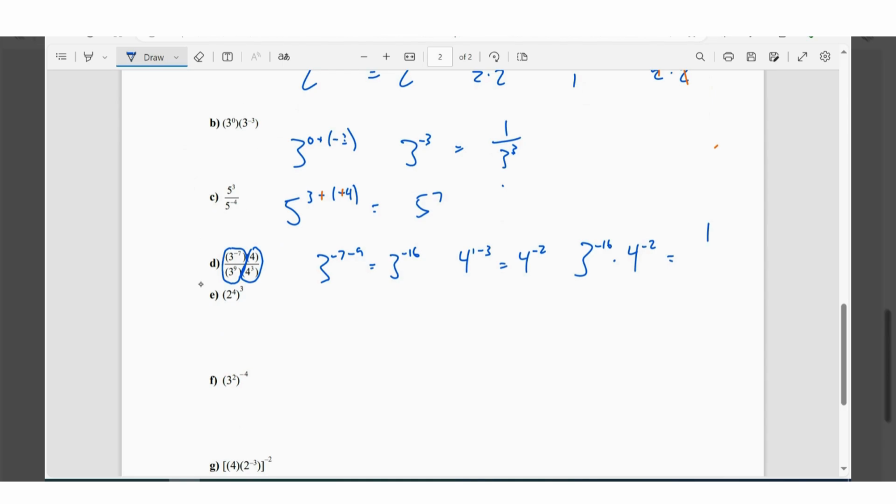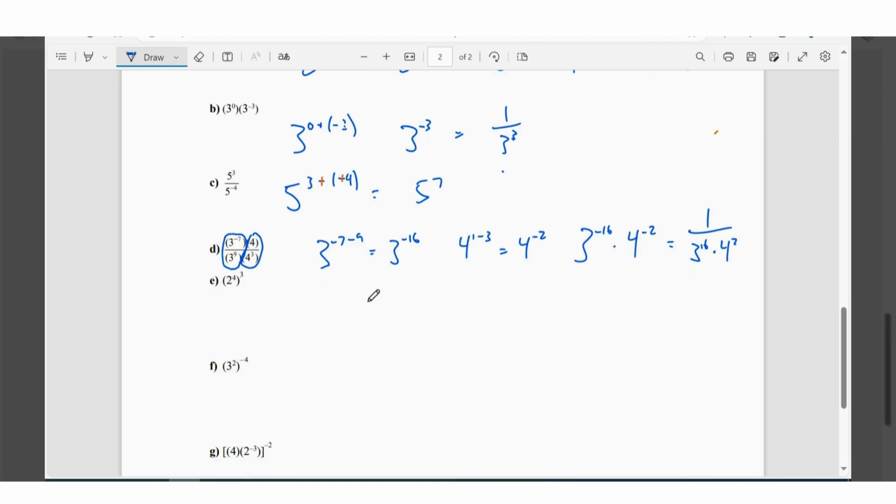Since they're both negative, we can put them both over 1. And 3 to the 16, 4 squared. We'll just leave it like that. It's just asking us to simplify, not evaluate, so we just leave it that way.